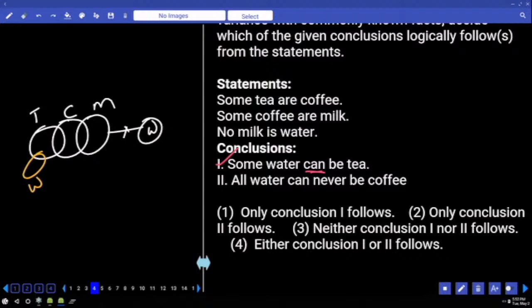All water can never be coffee. And the meaning of can never be: can stands for possibility, never is not. That means this is the same as all water being coffee is not possible. That is what we mean by can never be. Can means possible, never means not. All water can never be coffee. He says no water can be coffee. But is there a chance that water becomes coffee? For me it is possible. He is claiming that it is not possible. He is wrong. What is your answer here? Only one, that is choice 1, question number 4.